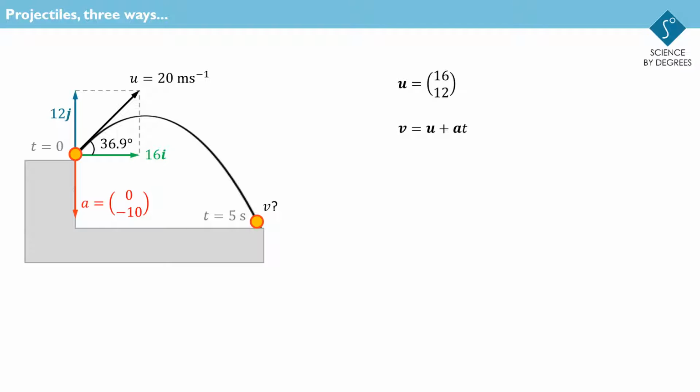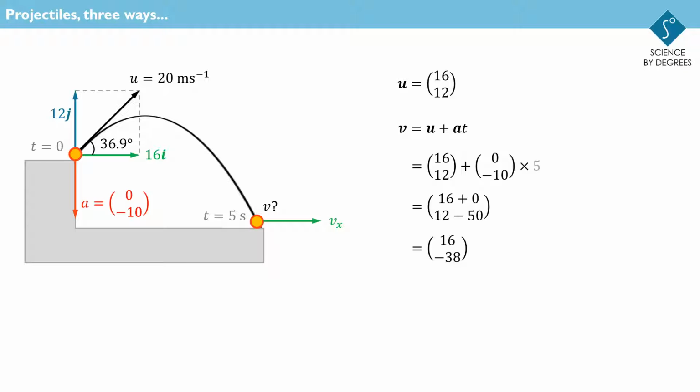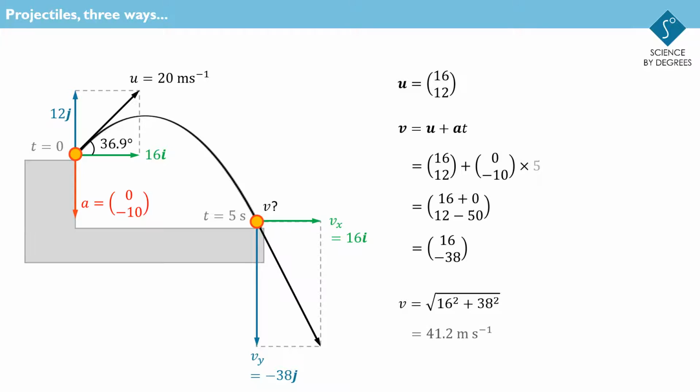To perform the calculation we work across the top row and then across the bottom row, so that horizontally we have 16 plus no change, and vertically we have 12 minus 50. Again, it leads to the same vector diagram for the final velocity and the same calculation for speed. All 3 versions are equivalent in terms of the physics going on. They are just 3 different ways of notating the maths describing the physics.